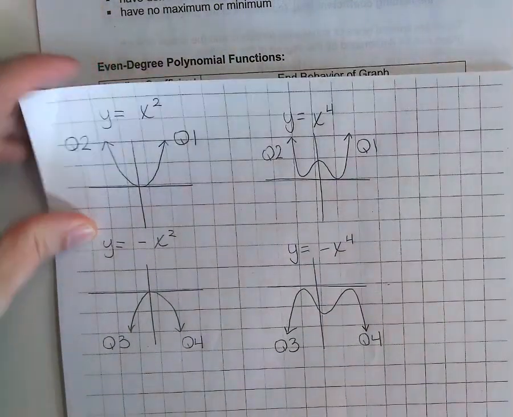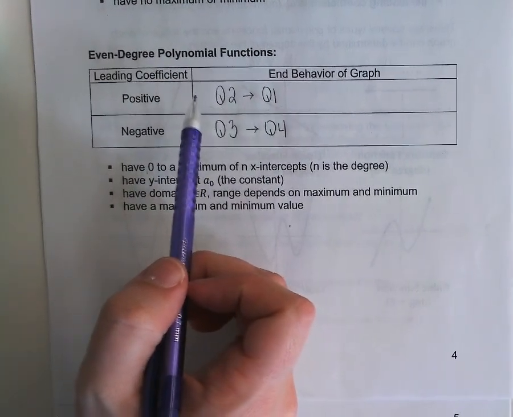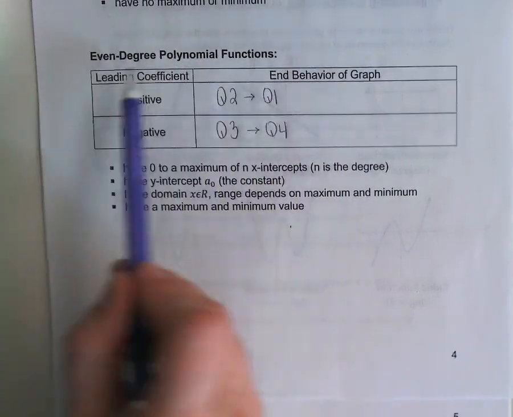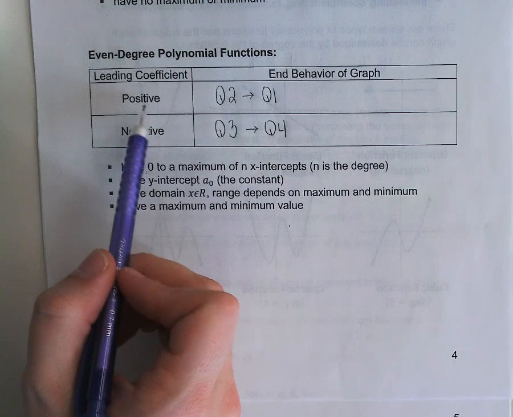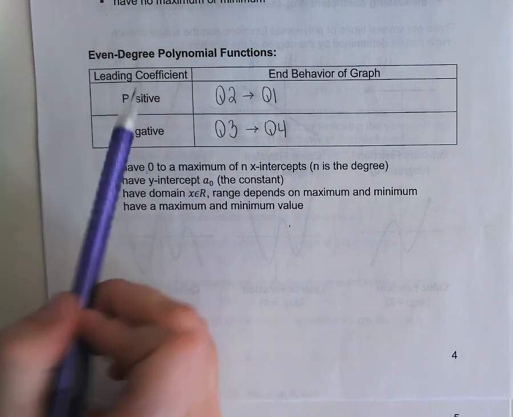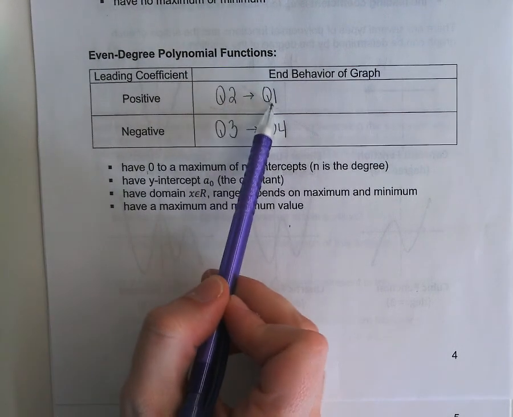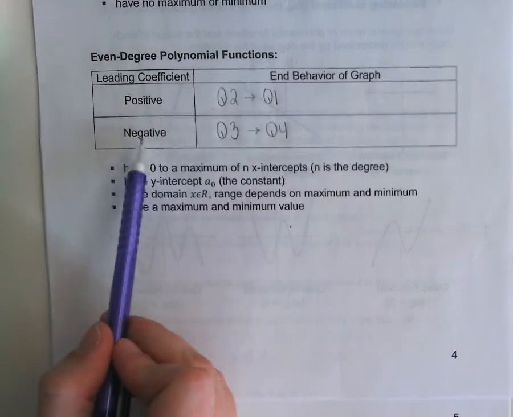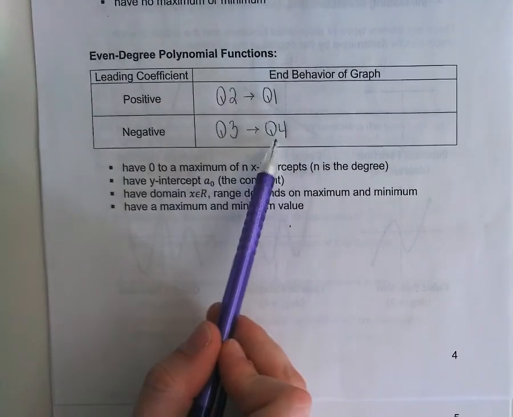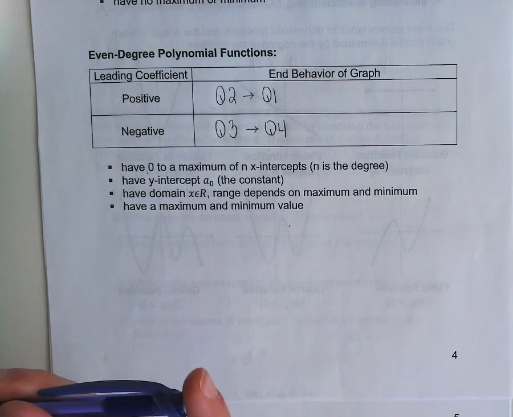If we summarize that and put it in a table, you'll see here, if we have an even degree polynomial function, so a power of 2, 4, 6, 8, 10, 98, any even number, if the leading coefficient is positive, we're going from quadrant 2 to quadrant 1, just like a parabola that opens up. And if it's negative, we're going from quadrant 3 to quadrant 4, just like a parabola that opens downward.